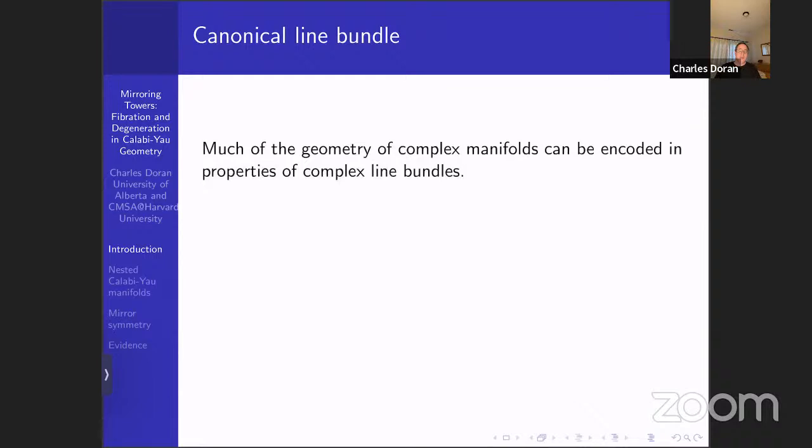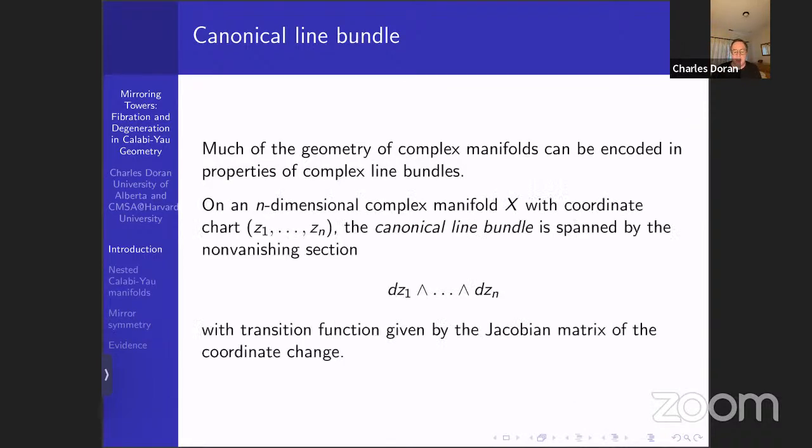Now, much of the geometry of complex manifolds can be encoded in properties of complex line bundles, and specifically the complex line bundle that we care about the most in this context is the so-called canonical line bundle. You just take the non-vanishing section given by dz1 wedge through dzn on your complex manifold of dimension n, with transition function given by nothing but the Jacobian matrix that we teach our students in advanced calculus.